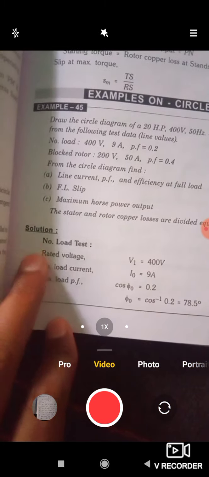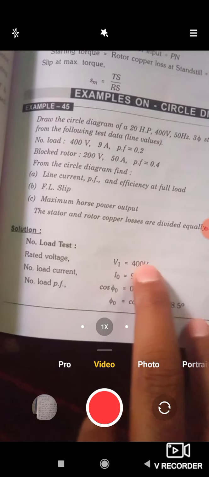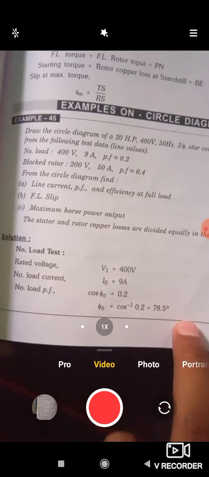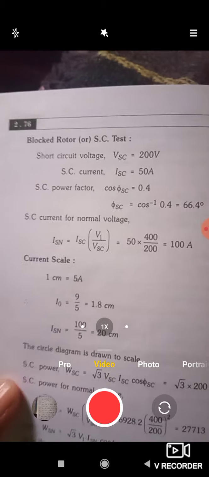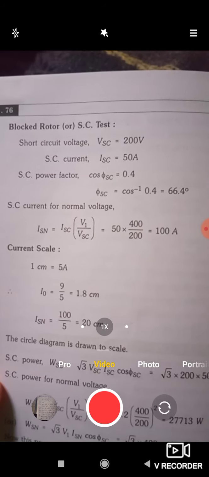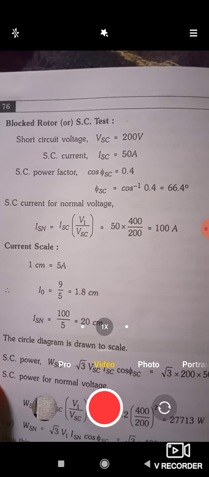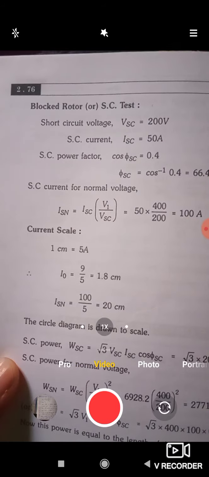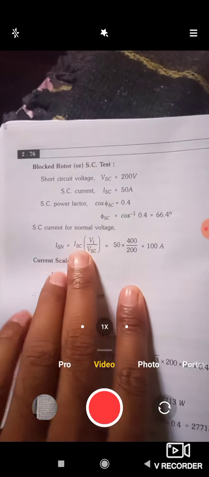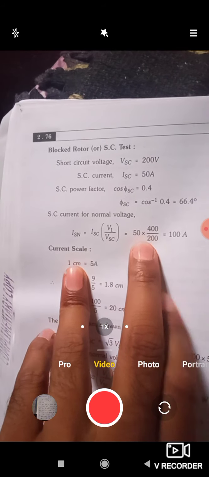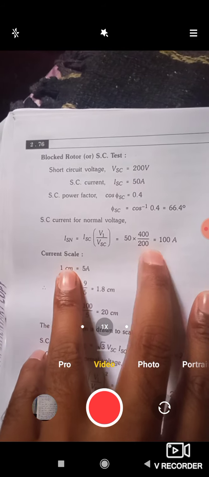So first, no load data is noted down. No load data: V1 400 volts, I0 9 amperes, cos phi 0 is 0.2, phi 0 is 78.5 degrees. Then block rotor test. From the block rotor test they find the VSC, ISC and phi SC. From cos phi SC, phi SC is 66 degrees. So short circuit current for normal voltage, ISN is equal to ISC into V1 by VSC, that is 50 into 400 by 200, 100 amperes.